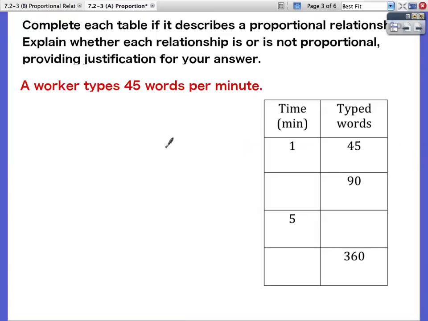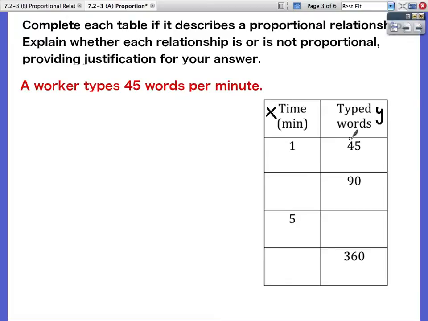Okay, so here's our directions. It says complete each table if it describes a proportional relationship. Explain whether each relationship is or is not proportional, providing justification for your answer. So there's a lot to do here. And here's the scenario. A worker types 45 words per minute. It looks like my inputs here are time in minutes, and my output is the y, or the typed words.